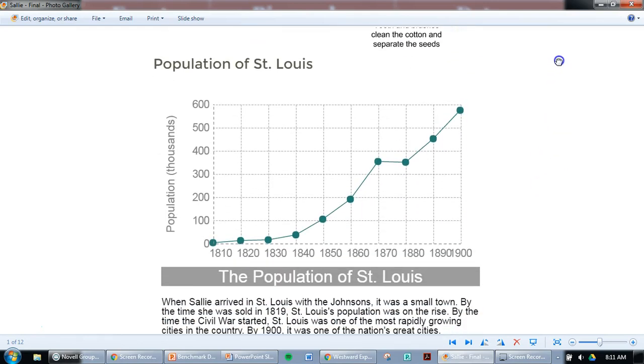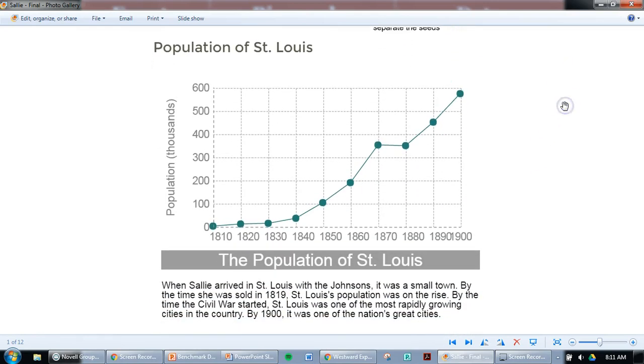Population of St. Louis. When Sally arrived in St. Louis with the Johnsons, it was a small town. By the time she was sold in 1819, it was on the rise, and so on. It gets bigger and bigger. Here's a chart showing the population of St. Louis in the thousands. Again, the connection with Sally and the Johnsons is a way to get to what's going on in westward expansion.